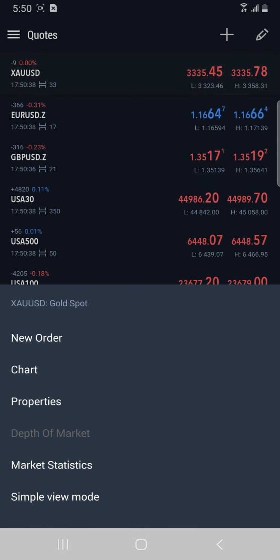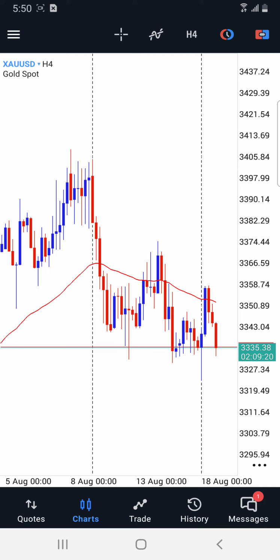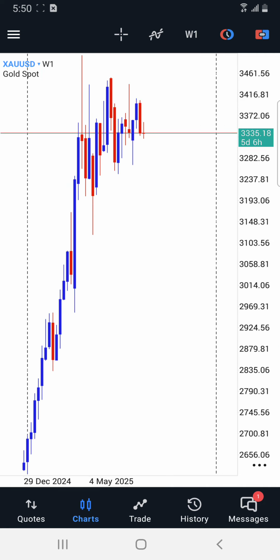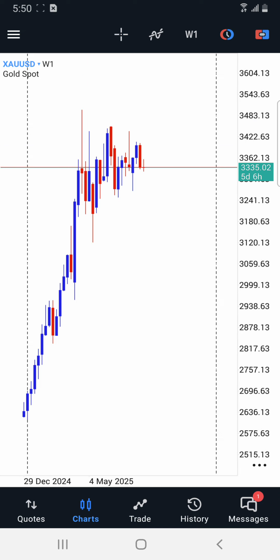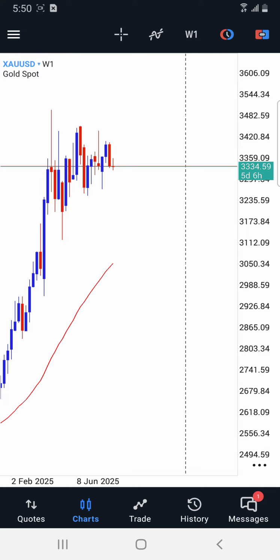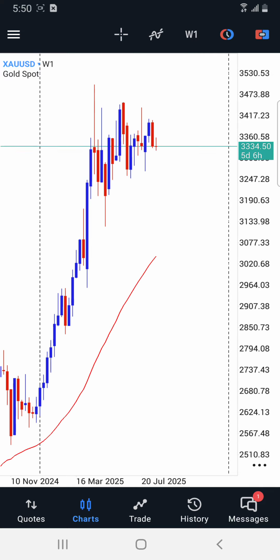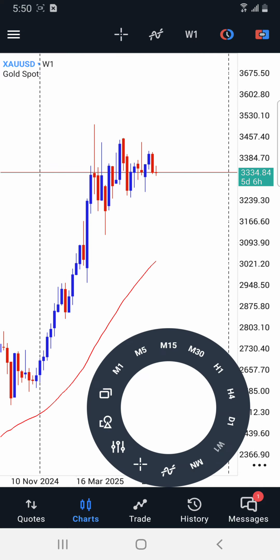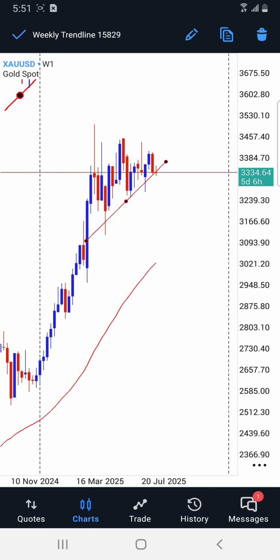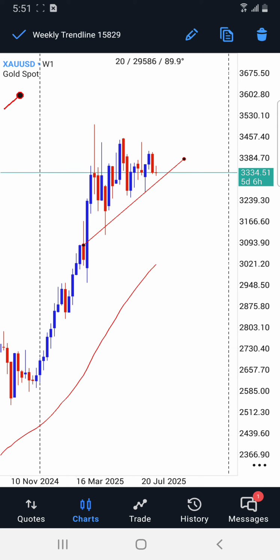So first off, we're going to start with gold. Then we go to the gold chart. And of course, we might start from the weekly time frame. And then we can see that gold has been bullish for a long time. But then it's forming some sort of a reversal pattern. Depends on the name that you call it, but there is this pattern forming right here, which normally signifies reversal.